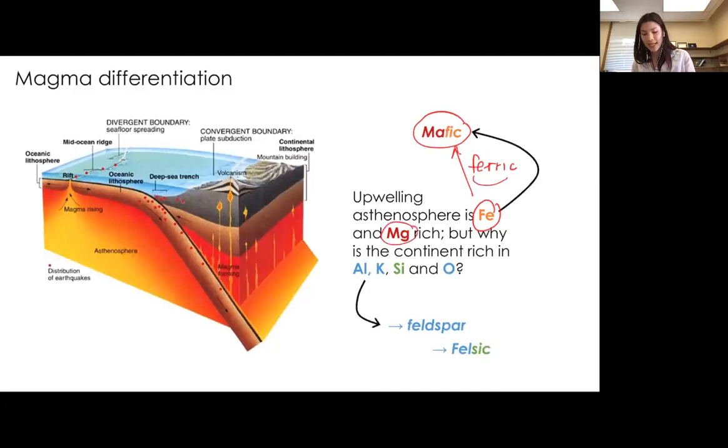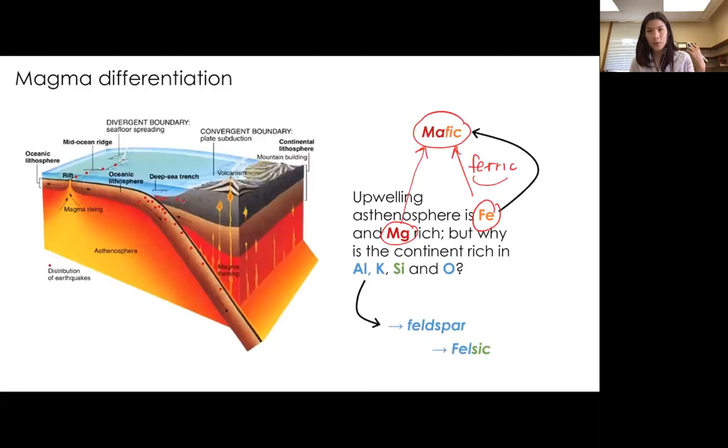And then rich in magnesium. So we're borrowing the beginning of magnesium into the term mafic. So these are going to be fairly dense. If you remember from last week when we talked about the composition of the earth, iron and magnesium are dense. That's why the mantle is denser than what lies on top of it.